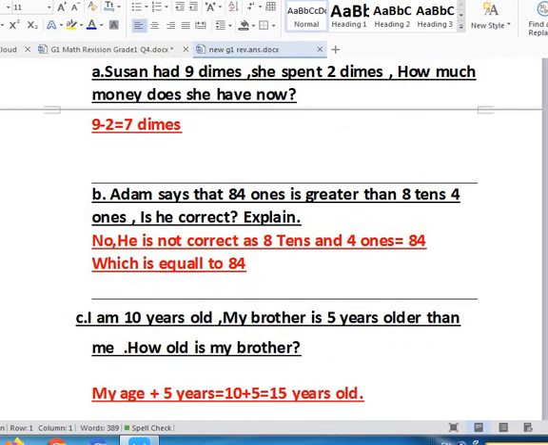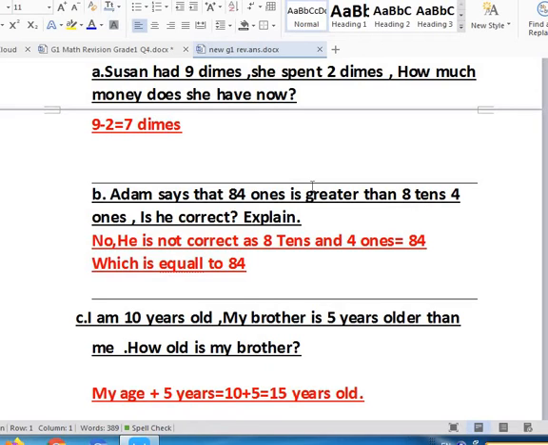Okay. Adam says that 84 ones is greater than 8 tens and 4 ones. Is he correct or not? Okay, let's see why. Here I have 84. I want to compare 84 with 8 tens, 4 ones. 8 tens means 80. 4 ones means 4. 80 plus 4 equals 84. And 84 I have here on the other side, 84. When you compare 84 and 84, they are equal.